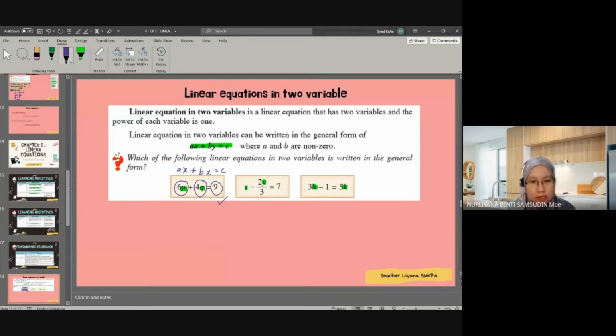The next one, is this written in general form? This is actually x minus 2 over 3 y equals 7. So we have ax, the coefficient a is 1, and b here is negative 2 over 3, with 7 after the equal sign. So this is also written in general form. The third one, the first variable is here and the second variable is at the other side of the equation. So this is not written in general form.